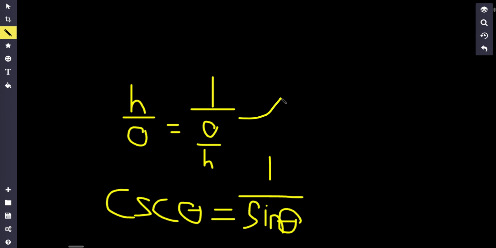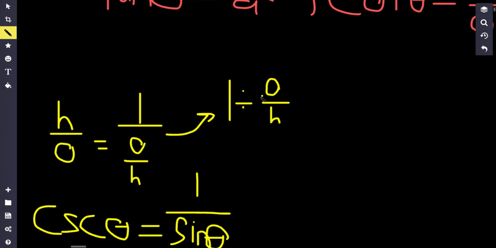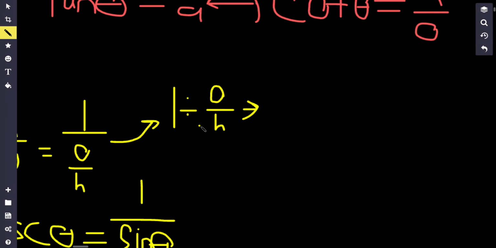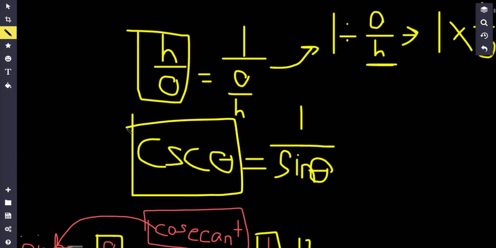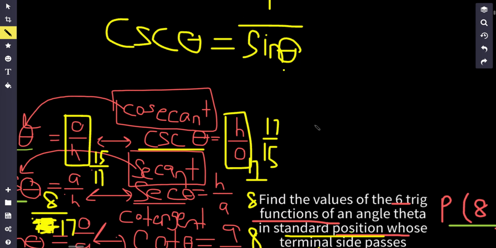So doing a little bit of algebraic manipulation, we can rewrite this as 1 divided by opposite over hypotenuse, right? 1 divided by opposite over hypotenuse. Keep, change, flip, right? Because it's a fraction. So keep, change, flip. And 1 times hypotenuse over opposite is just hypotenuse over opposite, which matches up with what cosecant originally was. So cosecant is 1 over sine of theta.